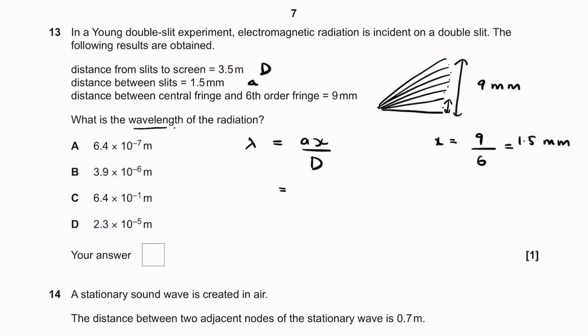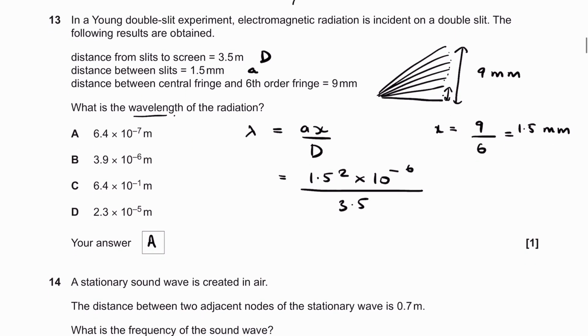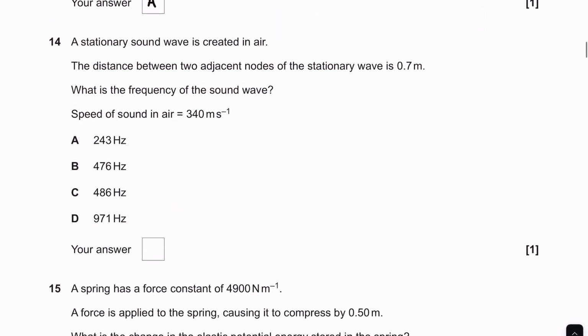And therefore, when I insert these values, I'm going to have 1.5 millimeters by 1.5 millimeters, again, so squared, I guess, 10 to the minus 6 to convert it into meters, and divided by 3.5, and that will give me a result of A, 6.4 times 10 to the minus 7 meters. Let's move on to question number 14.